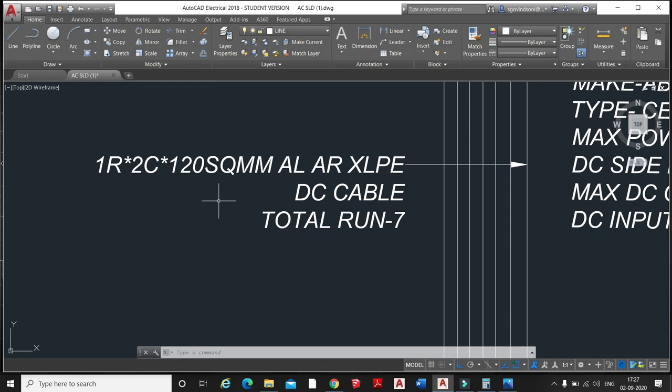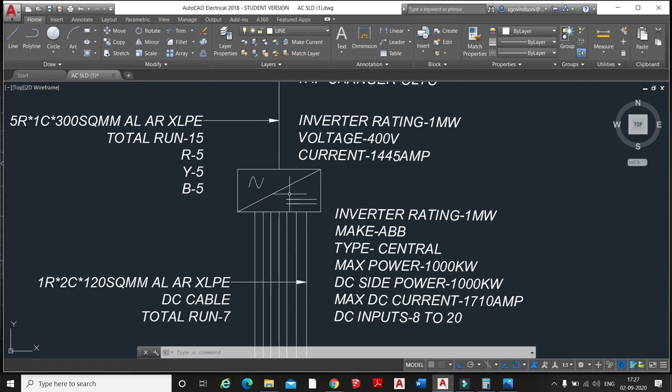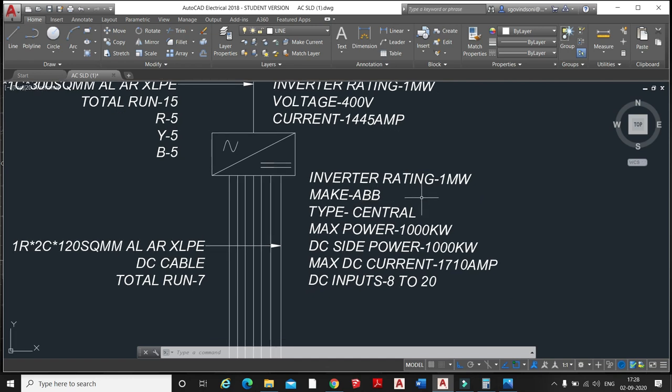If we use two runs of single core cable, then O&M is easy, and our cost is reduced during the O&M period. So this is your DC side, and this is your inverter. It converts your DC power into AC power. This is the rating of your 1 megawatt ABB central inverter. The maximum power we can deliver is 1000 kilowatt. DC side power is 1000 kilowatt. Maximum DC current it can carry is 1710 ampere, and DC inputs max we can give 8 to 20.